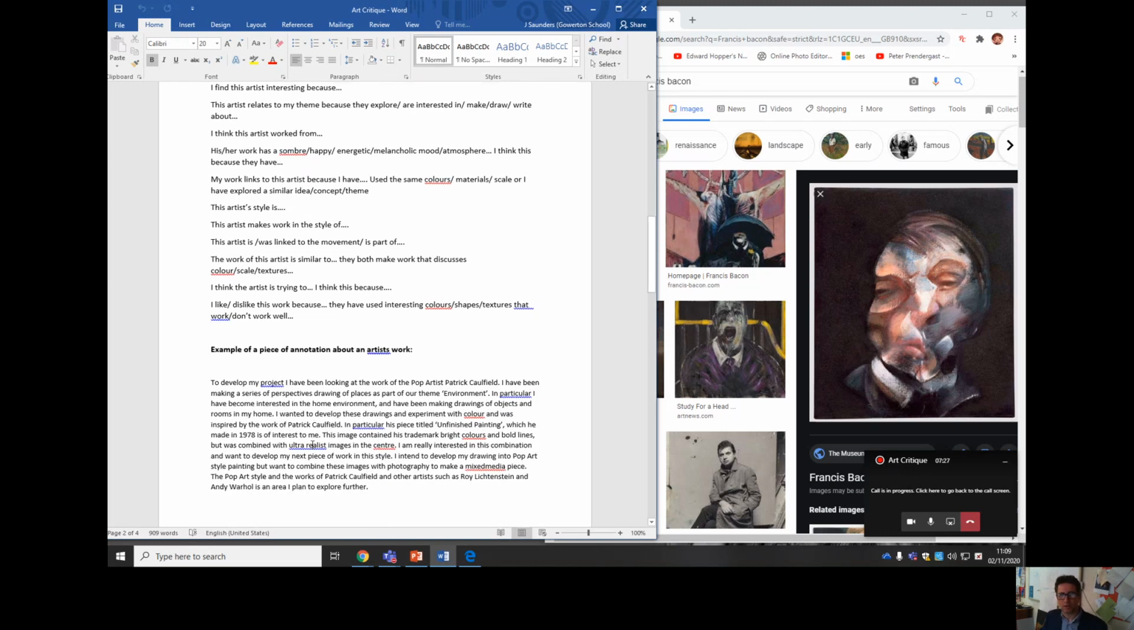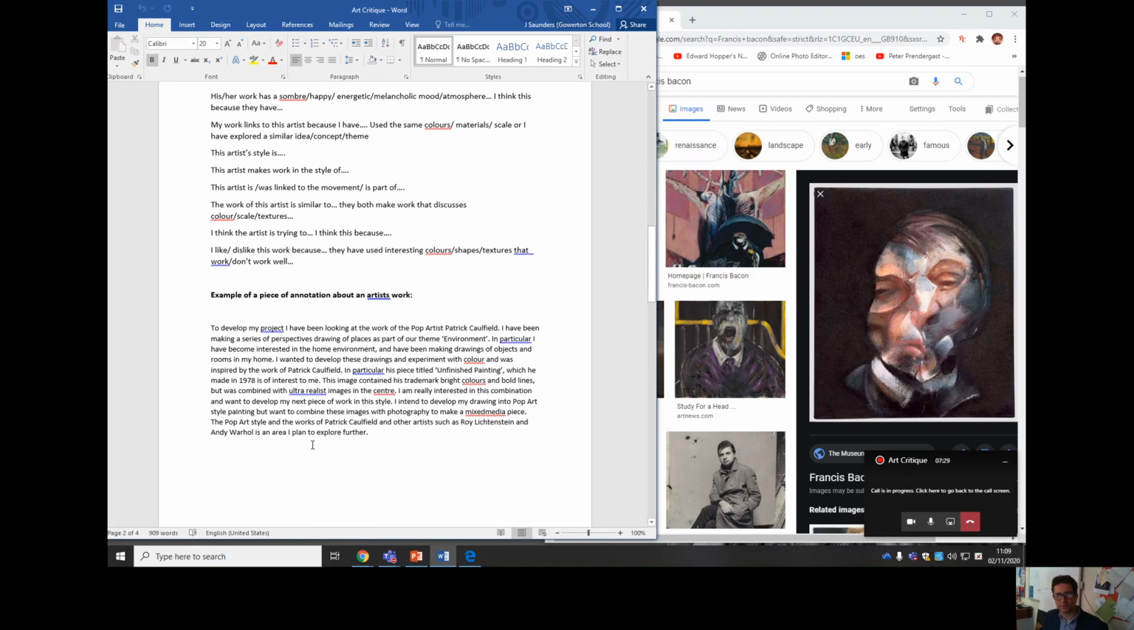Below here, we have an example that somebody has used to annotate the work of an artist called Patrick Caulfield. It might be interesting for you to read through to see how they structured it together using some of those cues that you've read beforehand.